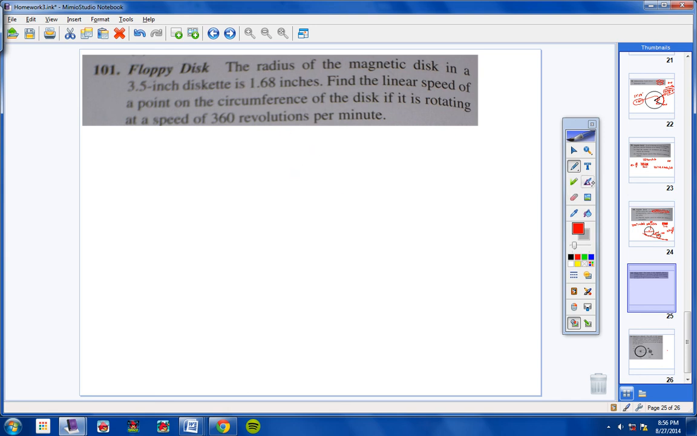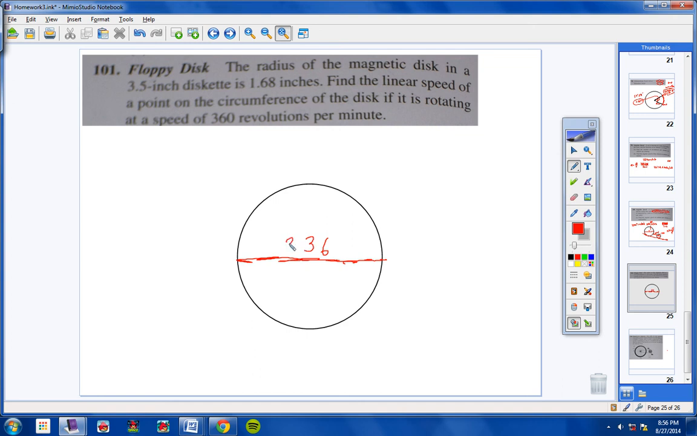So first of all, let's get a picture of our circle. Here's our magnetic disk, and it's not very good, so I think we'll try it again. Here's our circle. All right. And then the diameter, of course. Well, they tell us the radius. The radius is 1.68. So if I multiply that by 2, I'm going to get 3.36. So if the radius is 1.68 inches, then the entire diameter all the way across will be 3.36 inches.